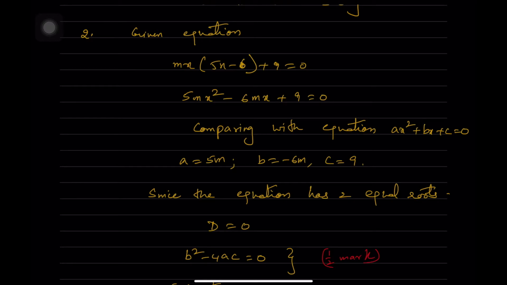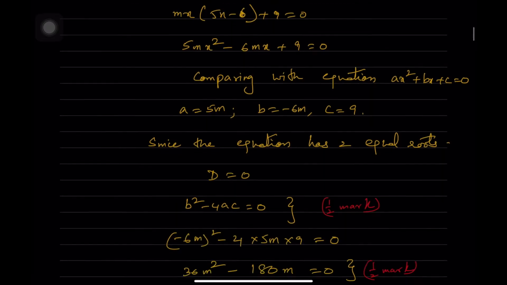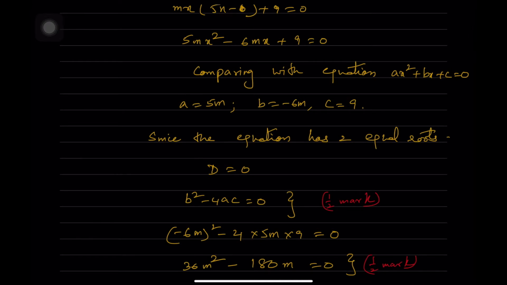So 5m into x square minus 6mx plus 9 is equal to 0. Comparing with the equation ax square plus bx plus c equal to 0, a is equal to 5m, b is equal to minus 6m, c is equal to 9. Since the equation has 2 equal roots, that means D is equal to 0. That is the discriminant, which is b square minus 4ac, equal to 0. For this you have half mark.